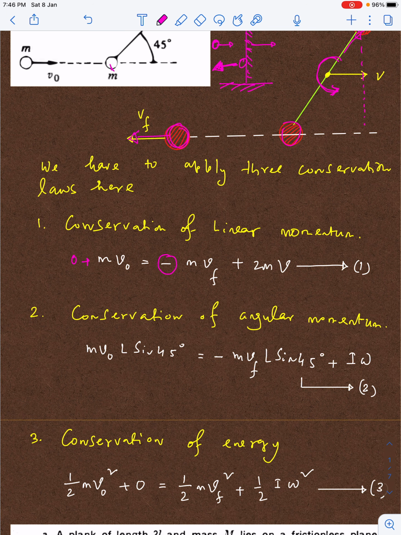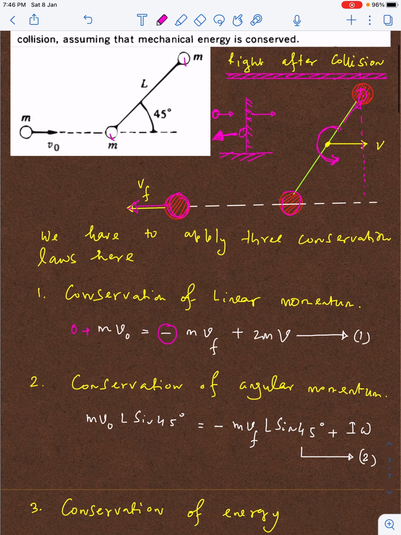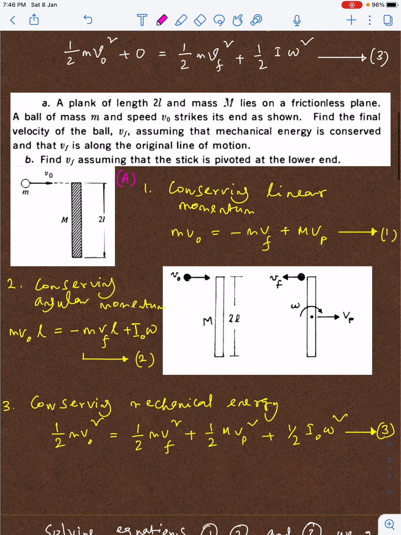And from the conservation of energy, we will get simply kinetic initial is half mv naught square plus 0 for the rod and the masses. Finally, for the ball is half mvf square plus half I omega square. So if we solve these three equations, you are going to get the answer. That's a very simple thing. So let's proceed for the next example.